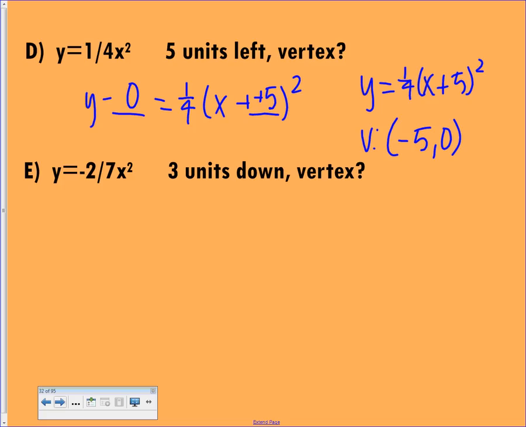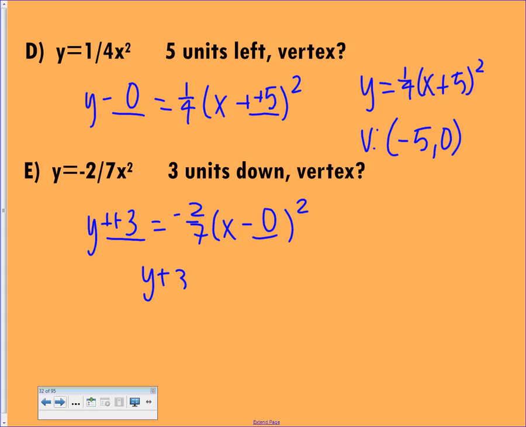Okay. In example E, they're giving me y equals -2/7 x squared, translating it 3 units down. So again, I'll just start with my normal y minus something equals -2/7 x minus something squared. So 3 units down. Well, down would change my y value, and down is negative, so I'd plug in a -3 here. It didn't tell me right or left, which would go with the x, so I'll plug in a 0. So I have y plus 0 equals -2/7 x squared, because I have x minus 0.